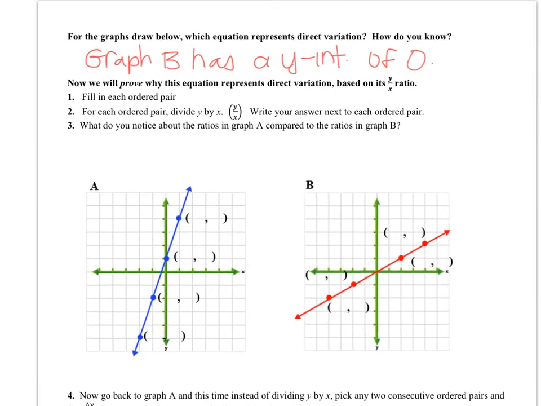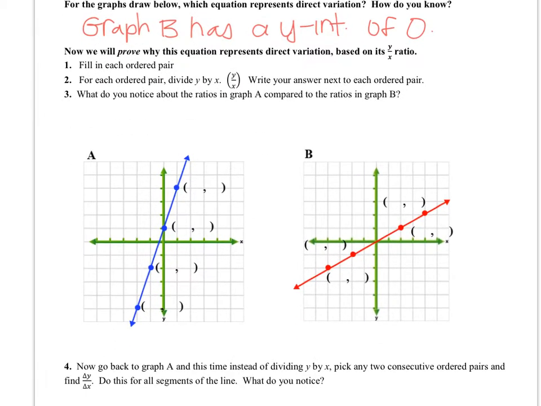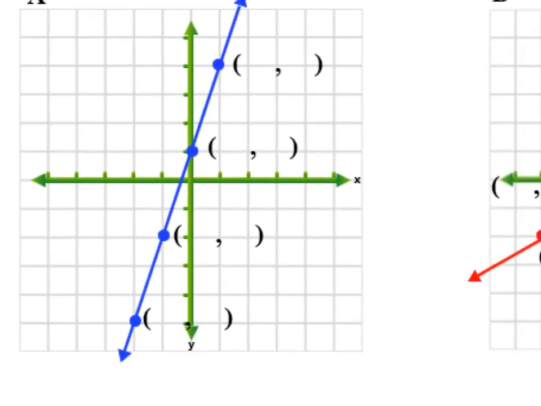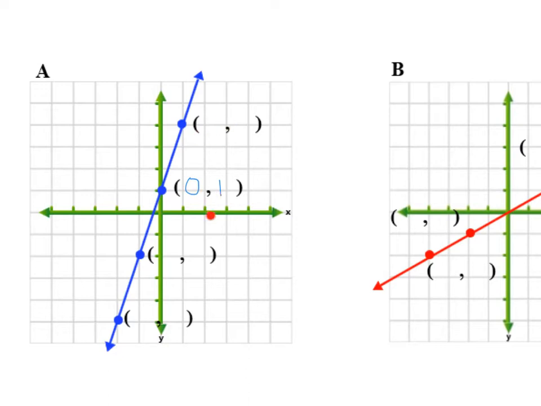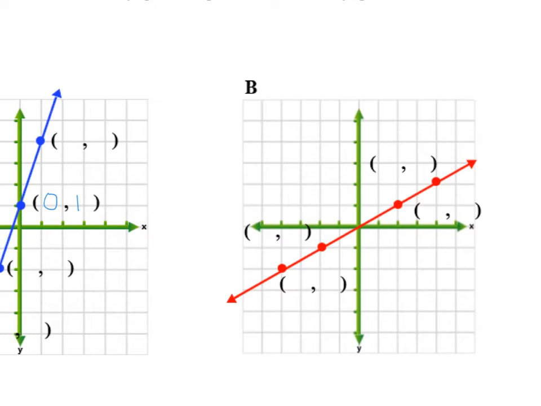So the next thing that we're going to do is fill in each ordered pair. I'm just going to start by doing one of them. For example, this ordered pair right here is over 0, up 1. So you're going to pause the video and fill in each of these ordered pairs for both the red and the blue graphs. Press play when you're ready to check your ordered pairs.